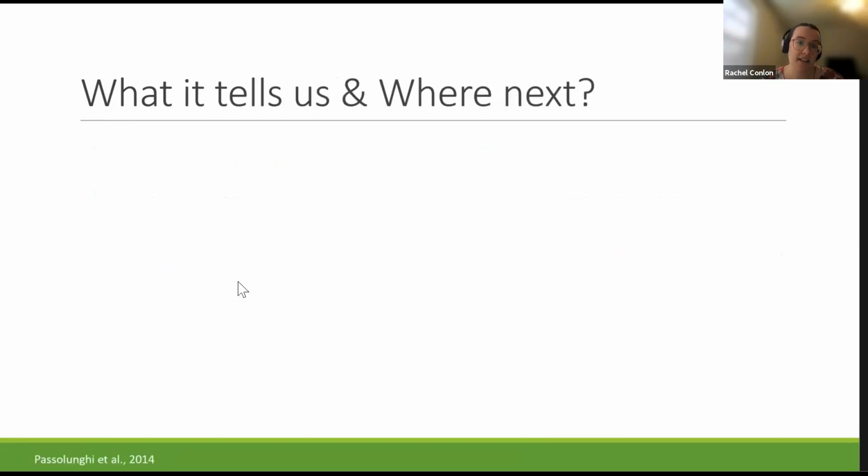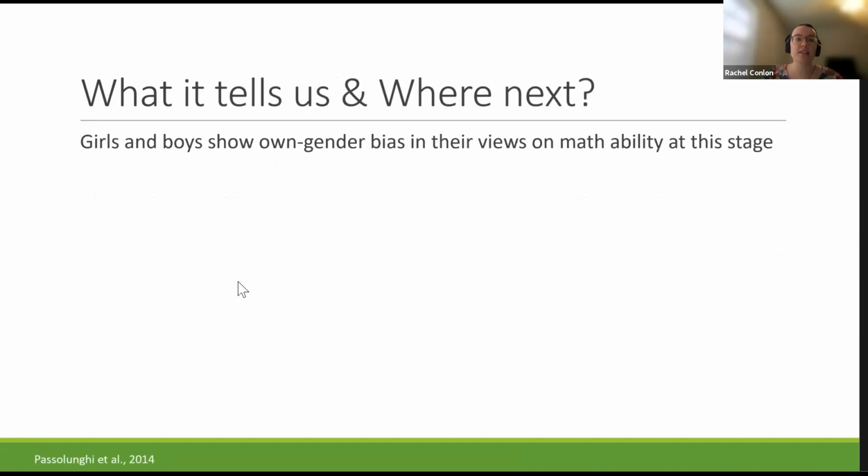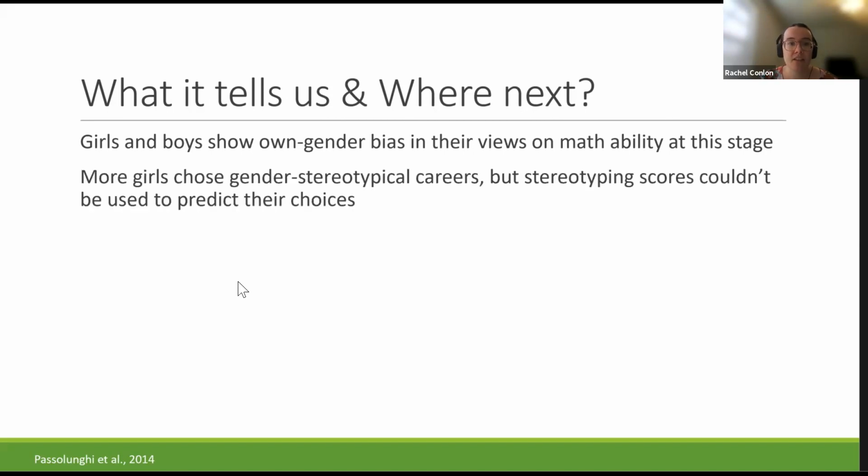So what does this tell us? So we're seeing this own gender bias in views on math ability rather than what you might truly call stereotyping. And this is somewhat consistent with research that says that younger children have a tendency to think that their own gender is just generally better at everything. And it may be that these kids are just a little bit too young to show the kind of stereotypes that we see in older kids. And we did find that more girls chose gender stereotypical careers, which may be problematic, but stereotyping scores are not going to be helpful in predicting those choices.